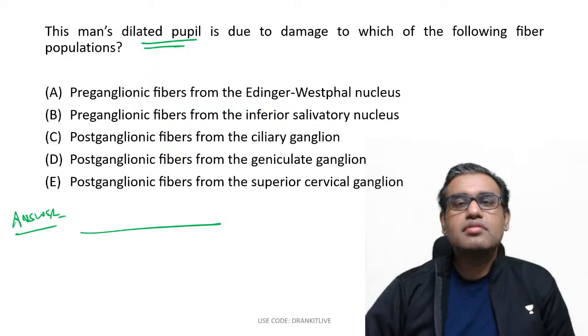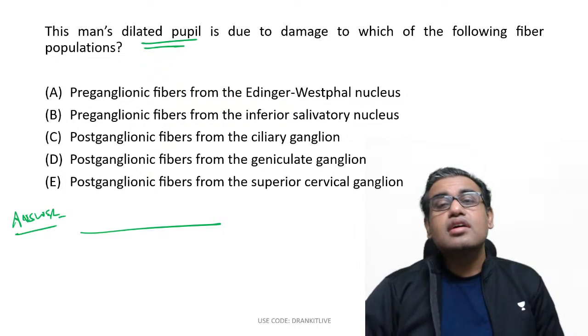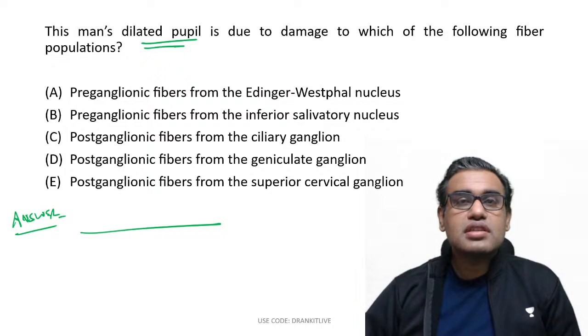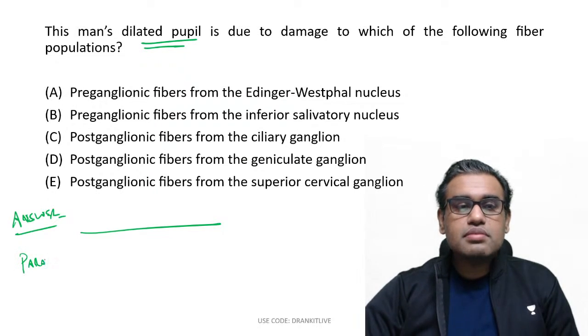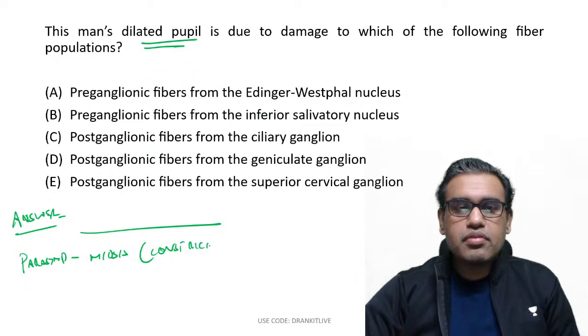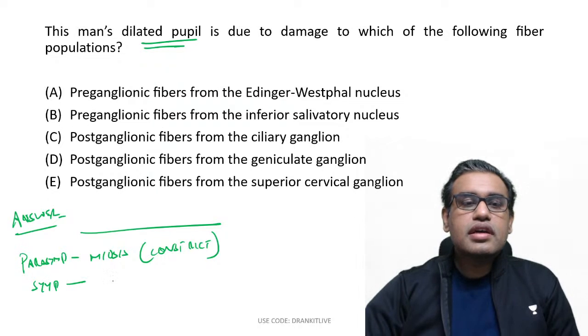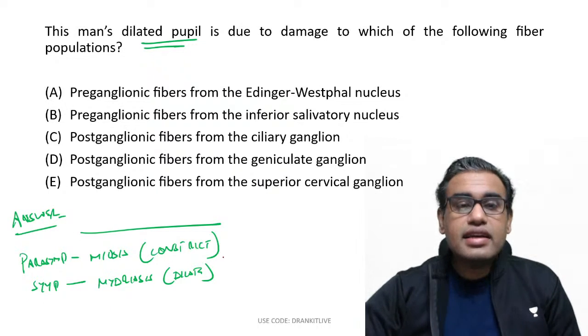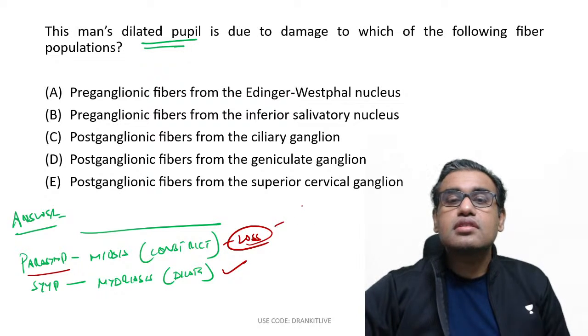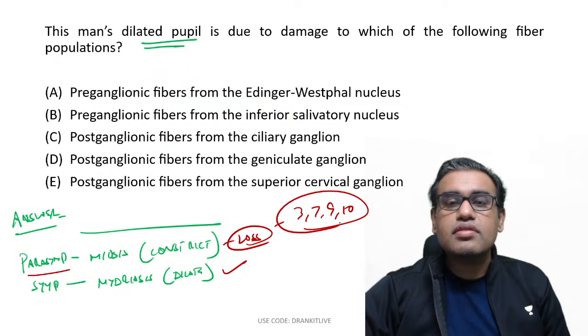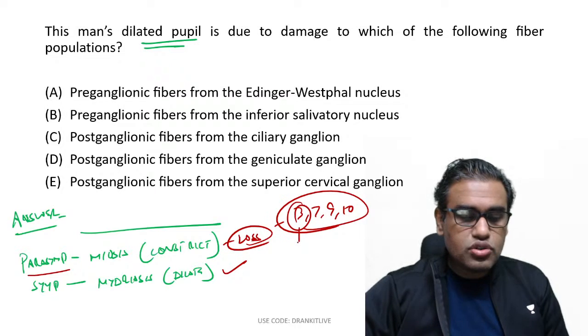Okay, good, Ravi, you remembered. Dilated pupil is due to damage of fiber of which population? Dilated pupil means parasympathetic. Parasympathetic does what? Parasympathetic does the miosis, or it will constrict the pupil. Sympathetic does what? It will do mydriasis, it will dilate the pupil. The problem was in this patient, the pupil was dilated. So obviously parasympathetic, there is a loss. Parasympathetic is covered by 3rd, 7th, 9th and 10th nerve. For the pupil, you have from the 3rd nerve which nucleus?